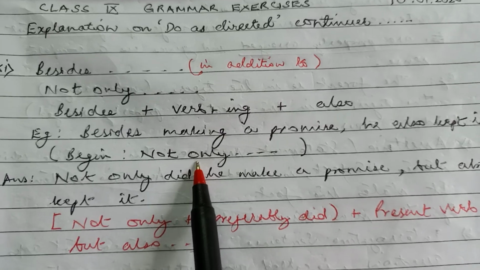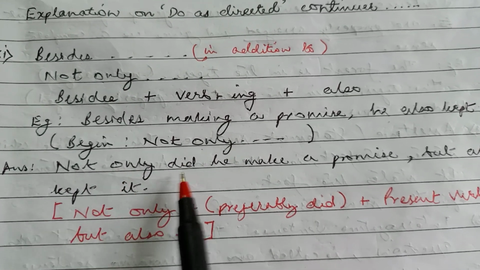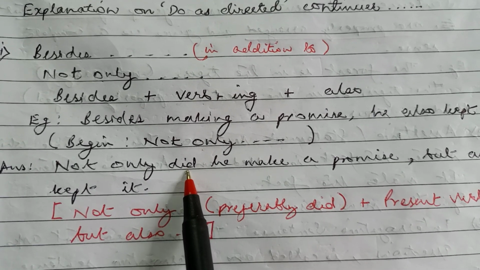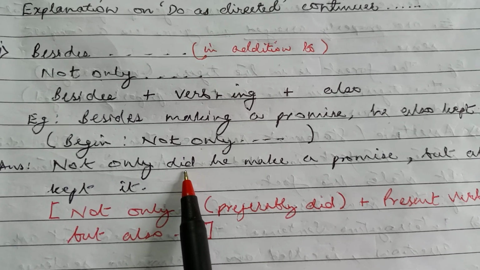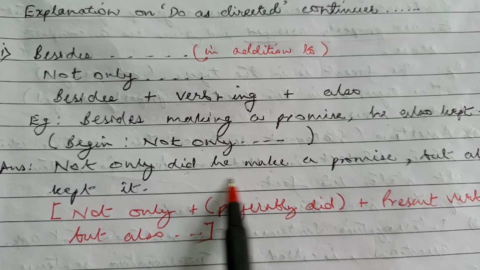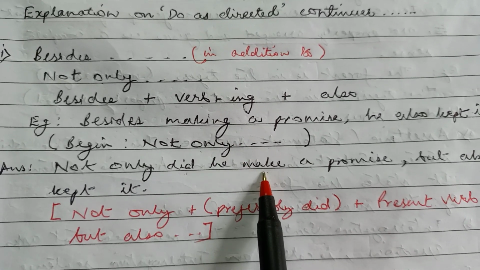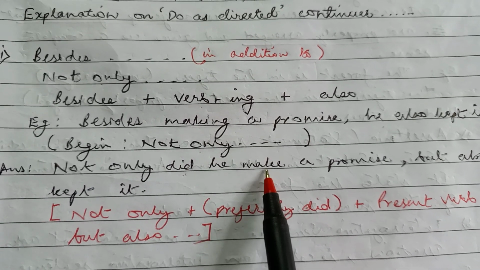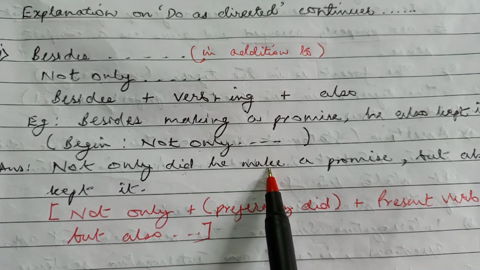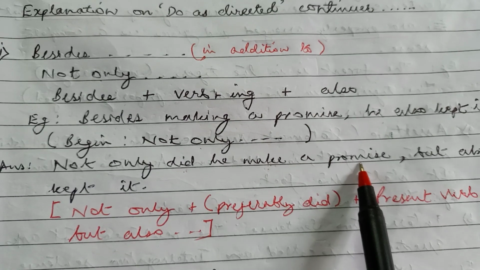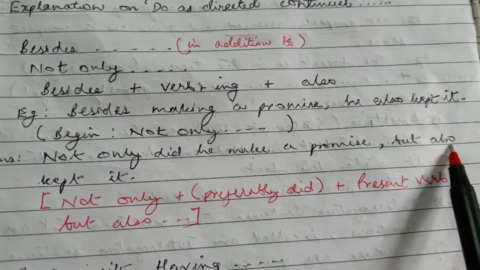Now you are asked, begin not only, right? Now to begin with not only, see, try using did when we are talking about a person, right? And we want to keep that person alive. So see, not only did he make, so we bring a change in the verb. Making became make because we are using did, right? Whenever we are using did in the sentence, the verb is automatically in the present form, it is in the first form. So not only did he make a promise, but also kept it.